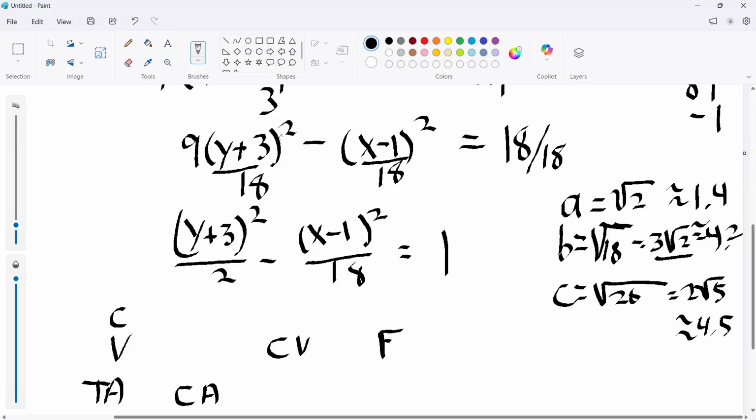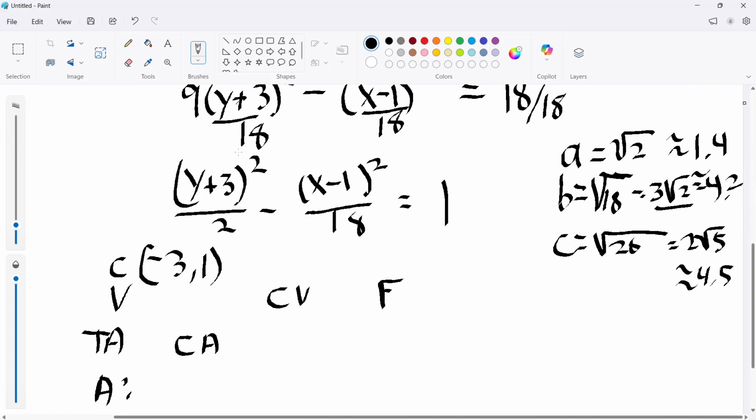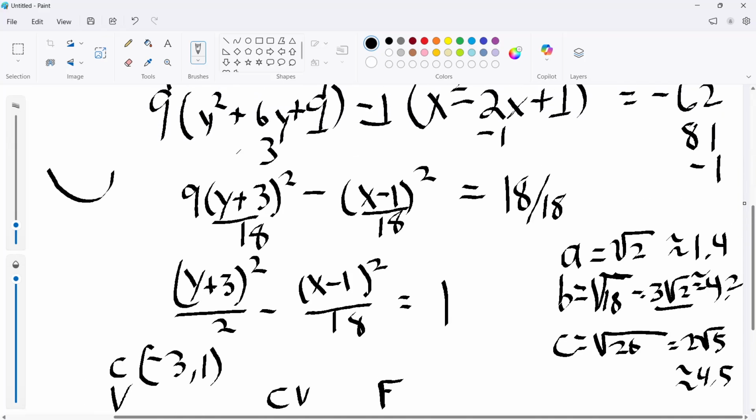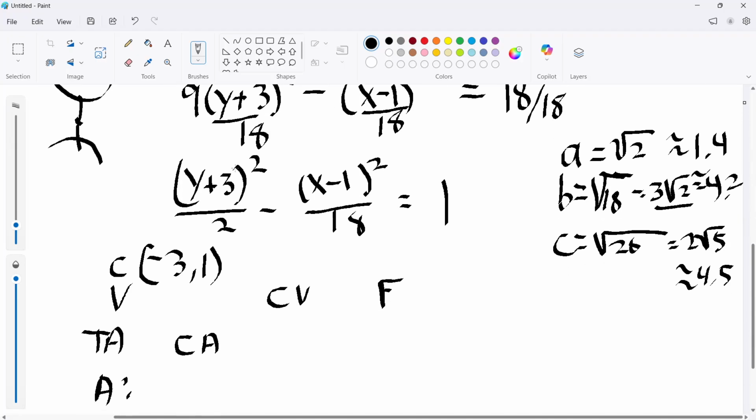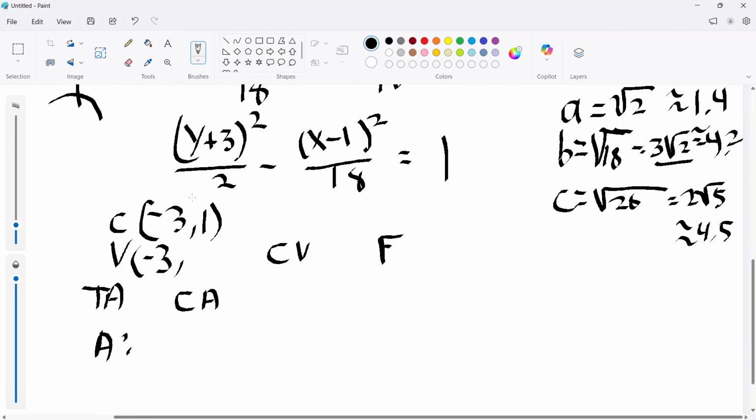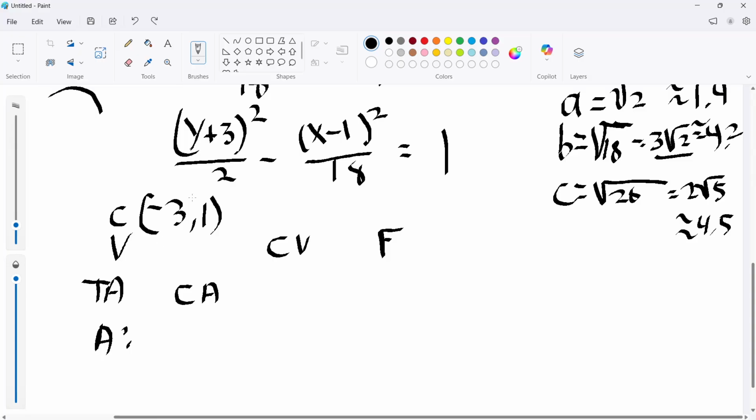All right, so let me find the center. The center is going to be negative 3, just the opposite signs of this, comma 1. Oh, I do have it. I always write this backwards. I just wanted to illustrate to you. This is H. This is K. I always write this backwards. So the center is 1, comma, -3.